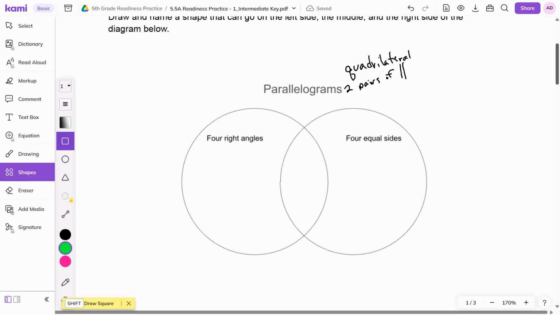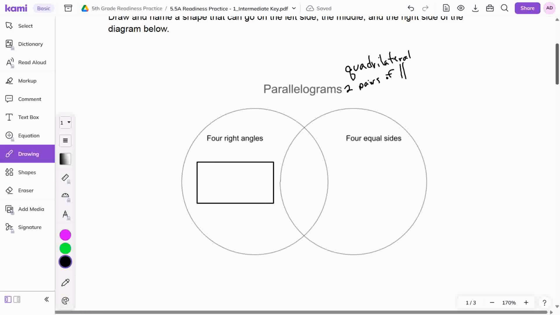Well, I can actually kind of cheat and draw. Now let's get that into the correct color. I could draw a rectangle right there. And so a rectangle is a parallelogram. It's got two pairs of parallel sides, and it's got these four square corners, but the sides are not equal. If they were equal, I'd have to put it in the middle. So this is my rectangle.